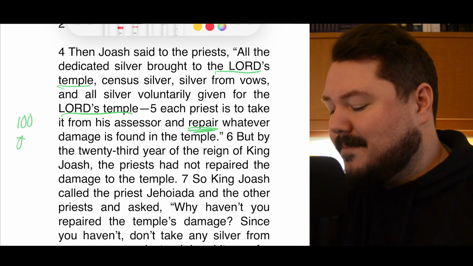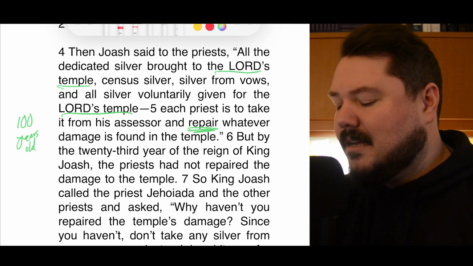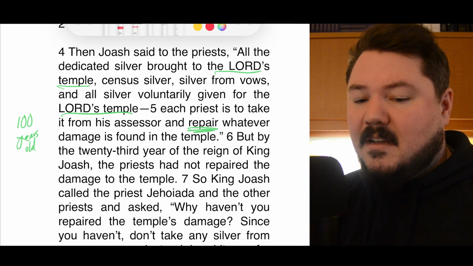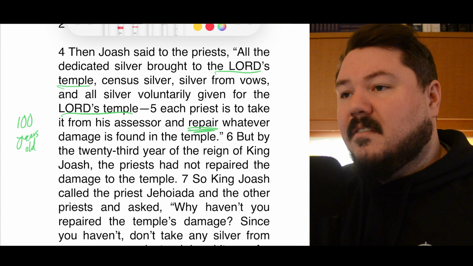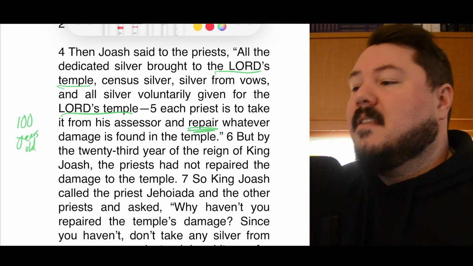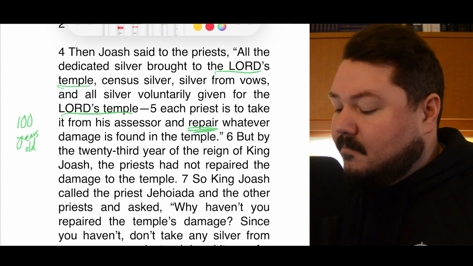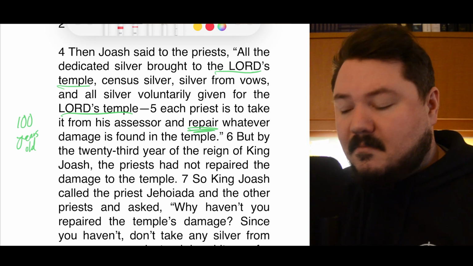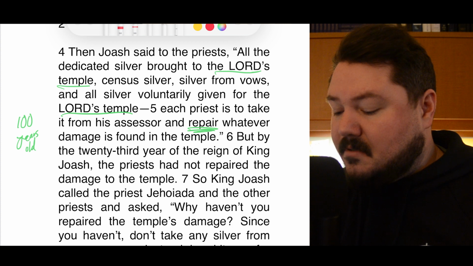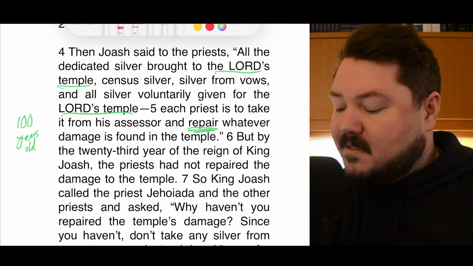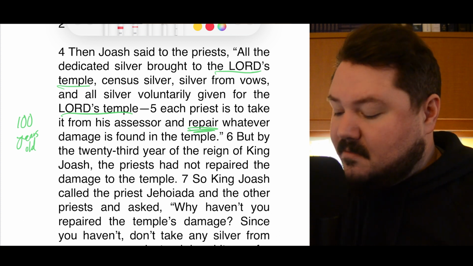The temple is probably about 100 years old at this point since Solomon, and it's probably just suffered some wear and tear. Also, if Athaliah was serving other gods and neglecting the temple, that also could have been reasons why it needed to be repaired. But this is a good, honorable thing, right? Joash wants to restore the temple and use some silver to bring repairs to its damages.